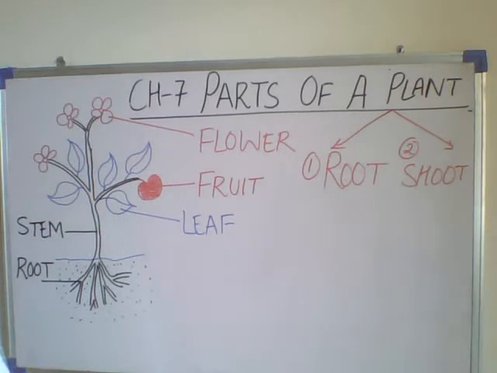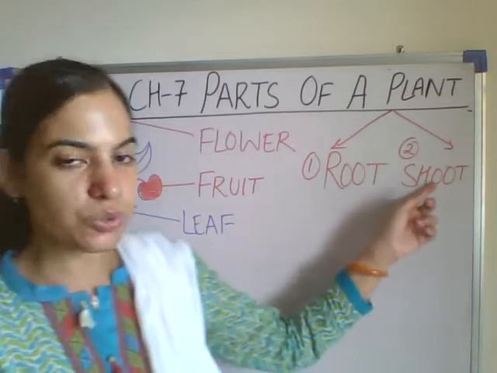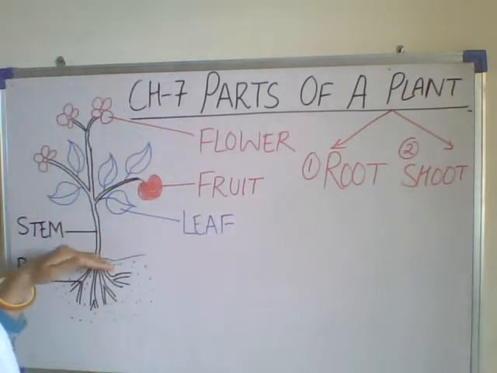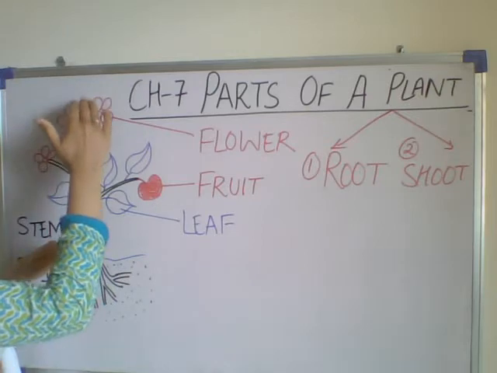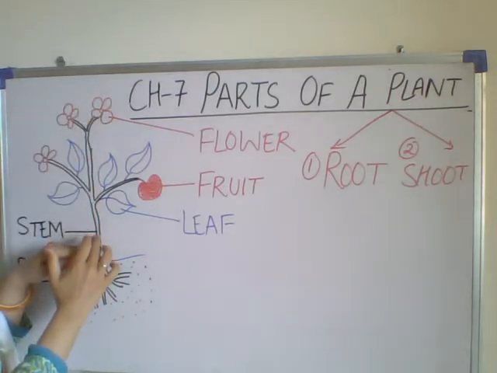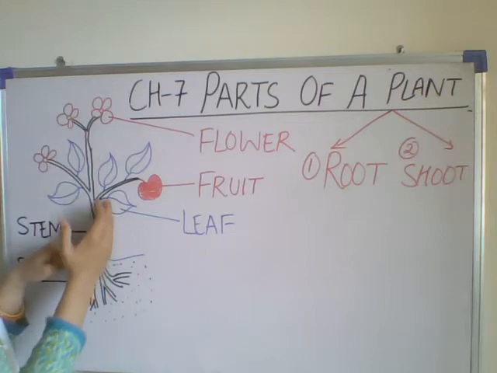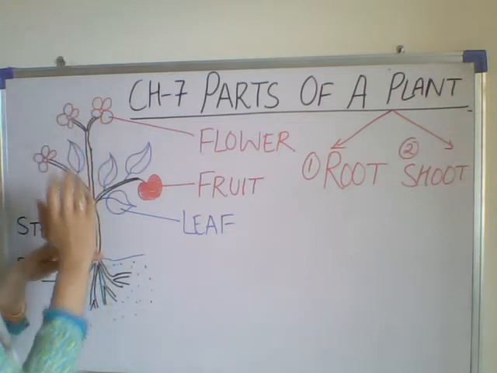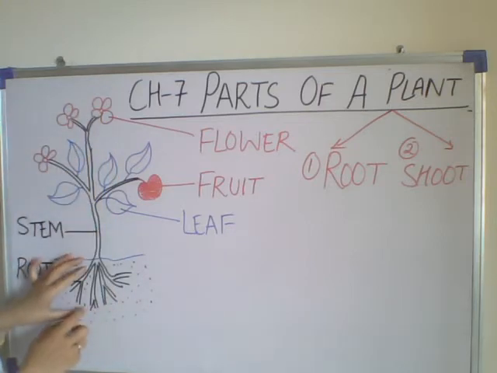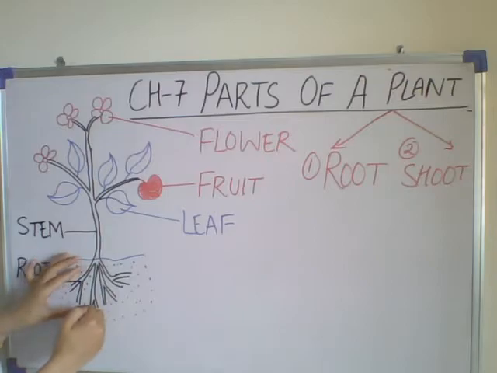The shoot grows upward and the root grows downward. This one is the shoot, which is above the ground, so it grows upward. Upward means towards the upside. And this one is the root. This root grows downward. Downward means towards the ground.